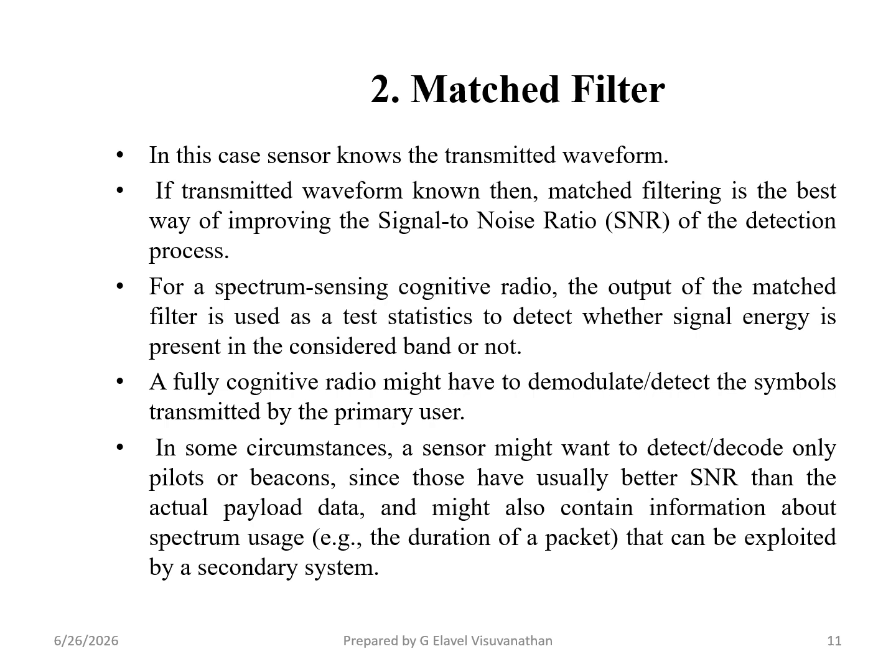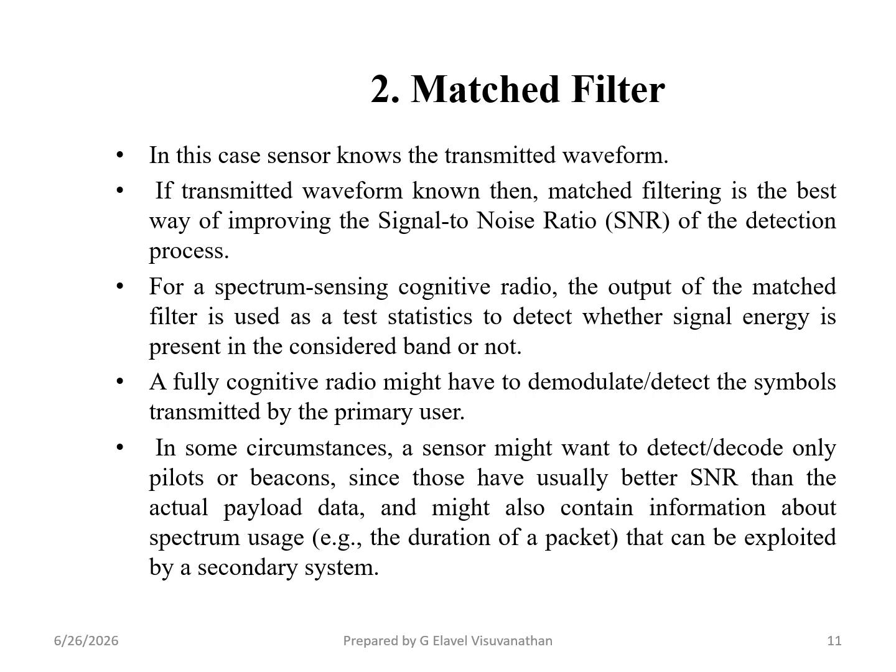Matched filter. So you know about the matched filter. It will know the bit, but the primary user will know about the bit. So in this case, the sensor knows about the transmitted wave. If the transmitted wave is known, then matched filtering is the best way to improve the signal to noise ratio for detection. For a spectrum sensing cognitive radio, the output of the matched filter is used as a test statistic to detect whether the signal energy is present in the considered band or not.